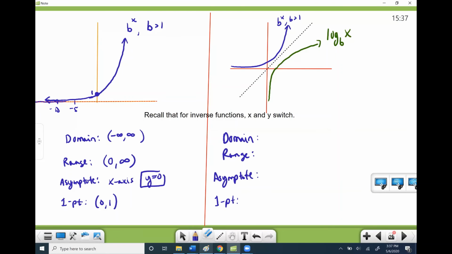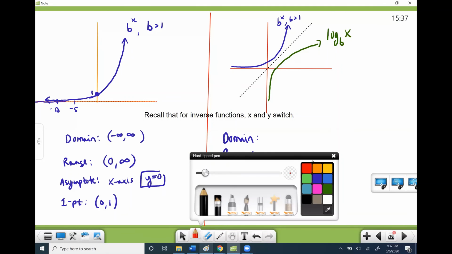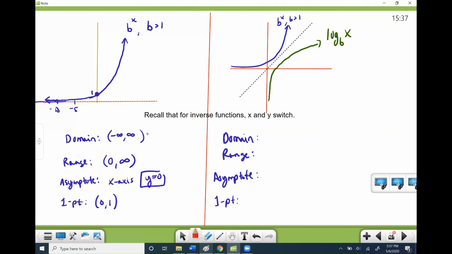So if the x and the y switch, isn't x the domain? If he switches, that means he's going to become the new y values, the new range. And these y values must become the new x values. So we can just literally switch those and put the negative infinity to infinity in the range spot and the 0 to infinity in the domain. But let's check and see if that looks good.